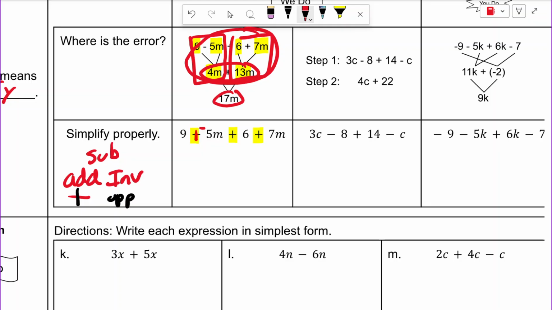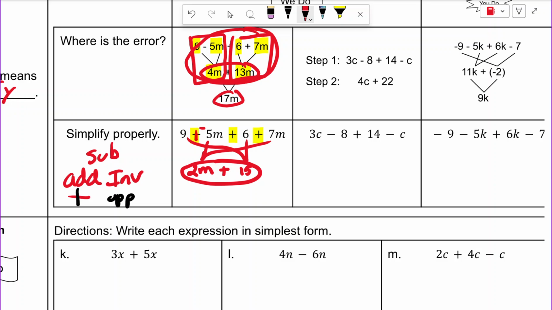So let's put our m terms together. Negative 5 and 7m together, negative 5 plus 7 would be 2m's. And then 9 plus 6 is 15. And that's as far as we can go because 2m is a variable term and 15 is a constant, and they are not able to be combined. So this is your simplified answer. We've now evaluated it. Let's take a look at the next one.